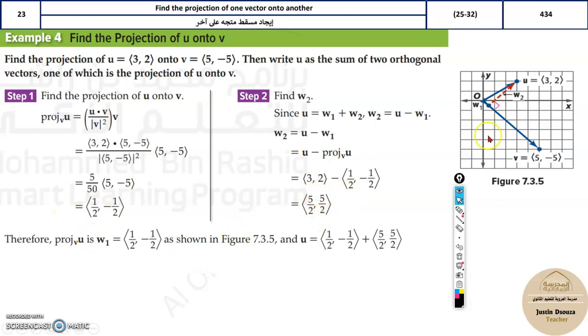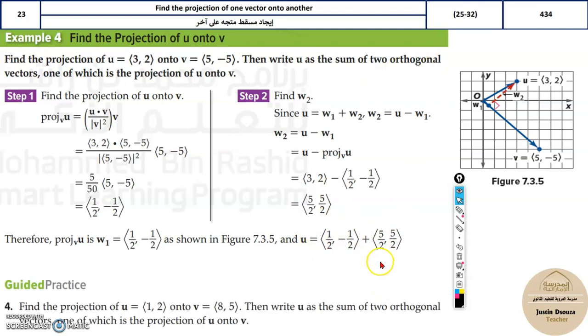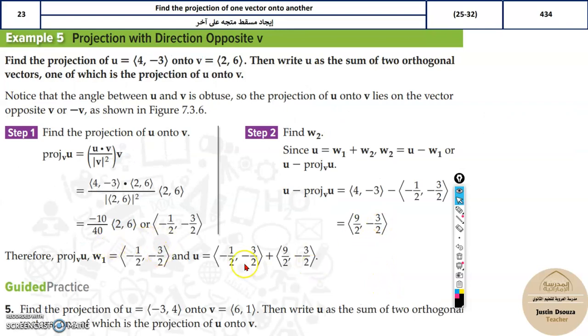So now we have w1, that is the projection, and w2. These two are orthogonal. Over here you can see the 90 degrees, so write them as the sum. That's it. So this plus this would be the answer. So u in terms of the sum of two orthogonal vectors would mean this is the answer. It is pretty straightforward. You can try other problems as well.